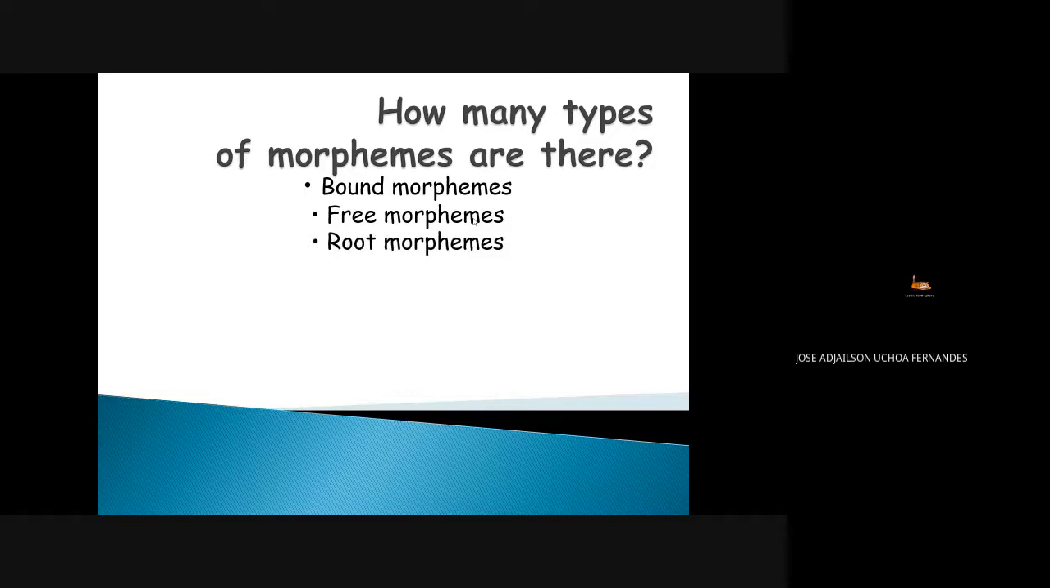And of course, free morphemes are also named root morphemes. They can be the root of words. And from these roots, other words will derive with the adding of prefixes and suffixes. There are also the stem morphemes. When a prefix or a suffix or another root gets together to a root to form a stem.